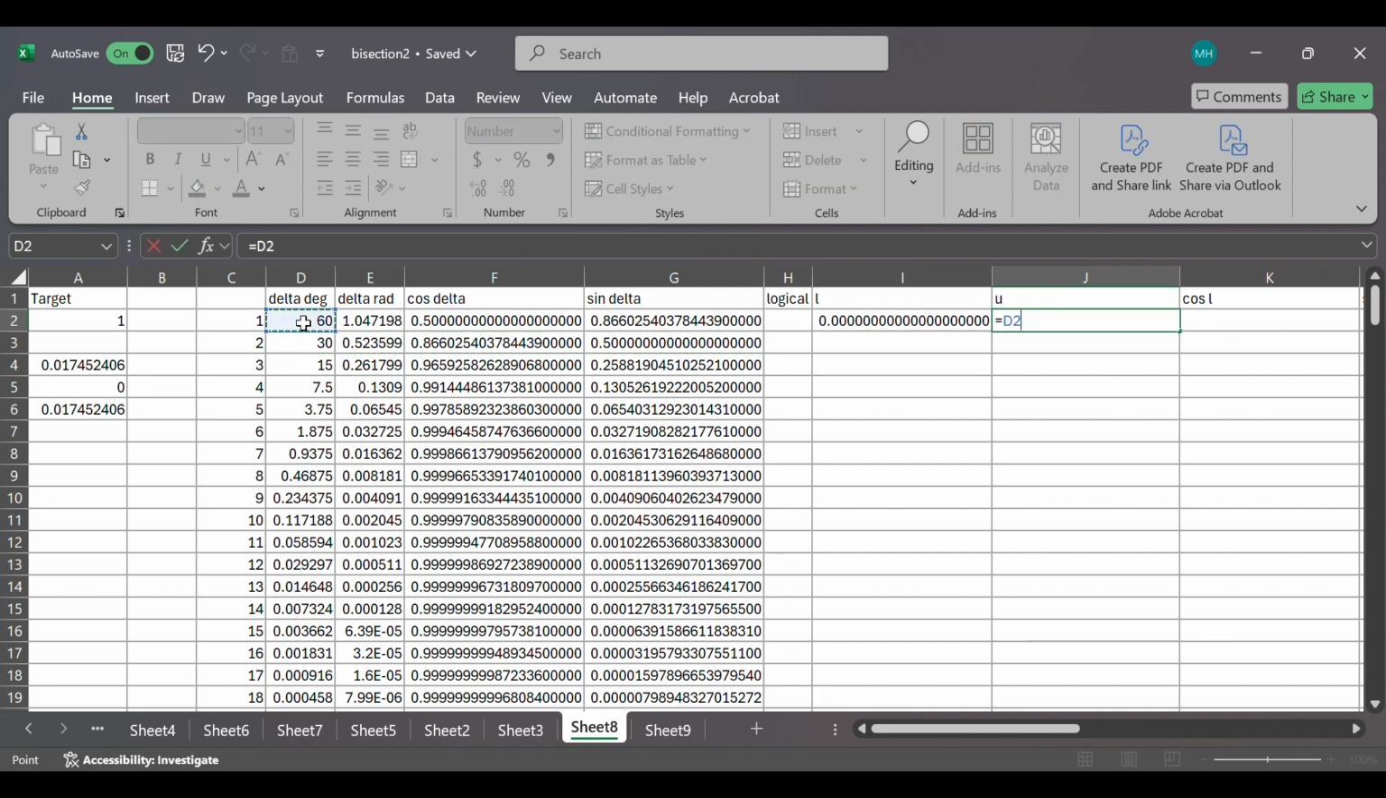So L and U start off at 0 and 60 respectively. The logic variable is: if the old lower limit plus the delta exceeds the target, then we don't want it, and the value of the logic is 0. Otherwise, we do, and the logic is 1.